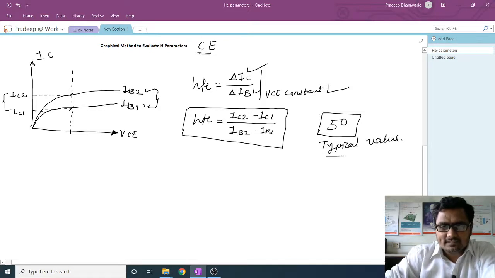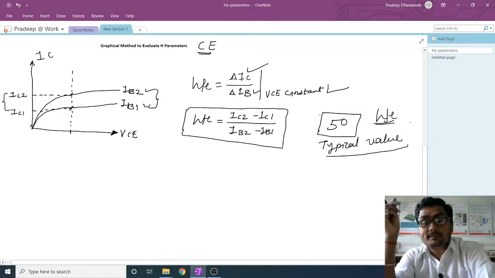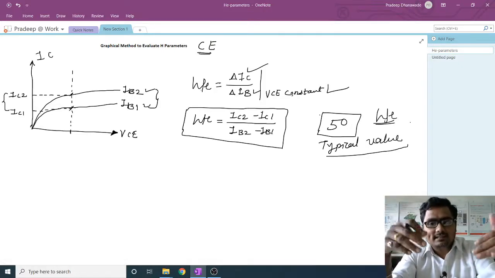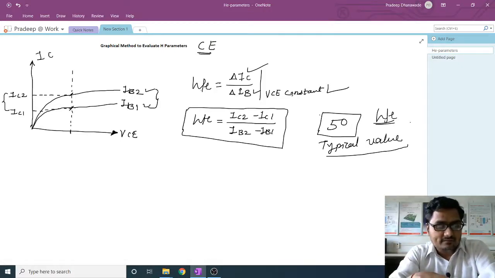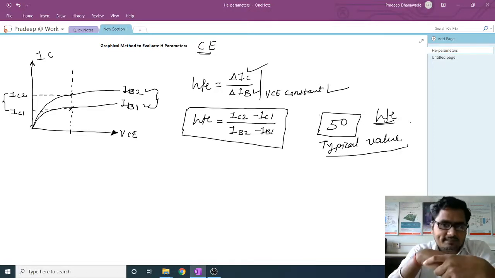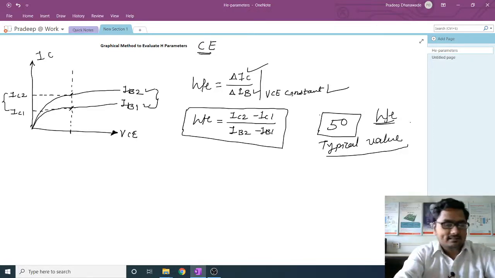Typical value. So what is the typical value of HFE? The typical value of HFE is 50. Now it depends on what is the value of IC and IB, and that depends on the transistor you are using, the model of transistor you are using.